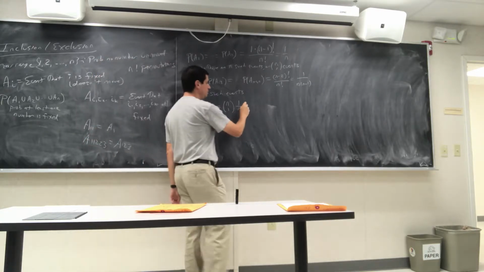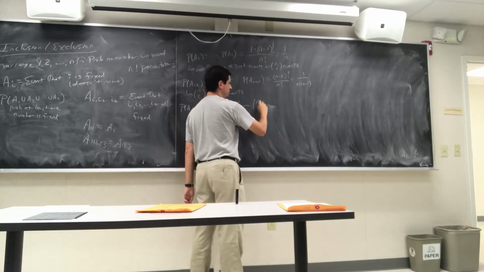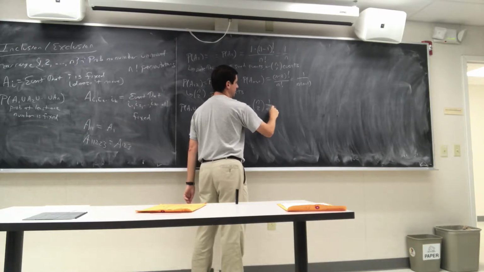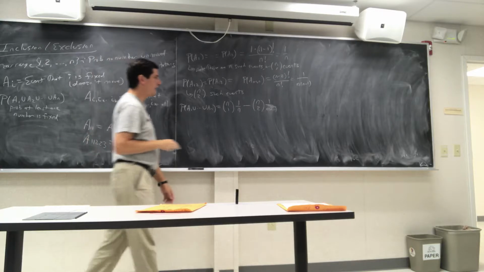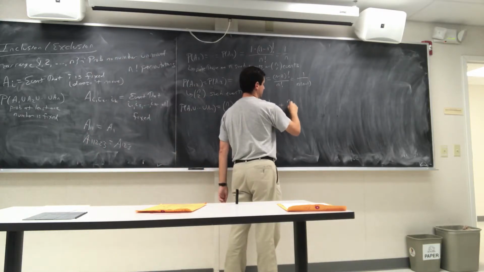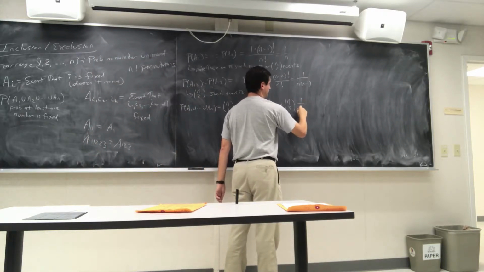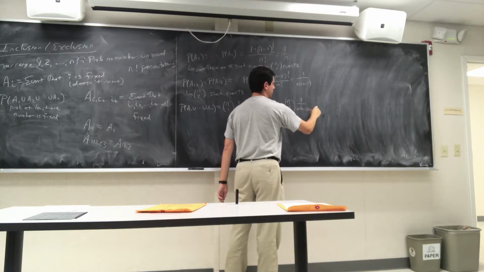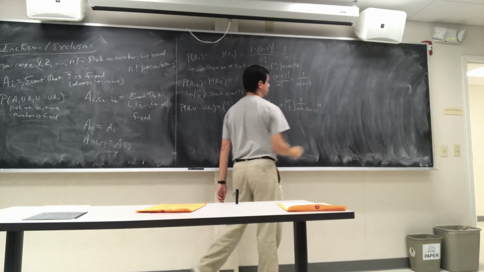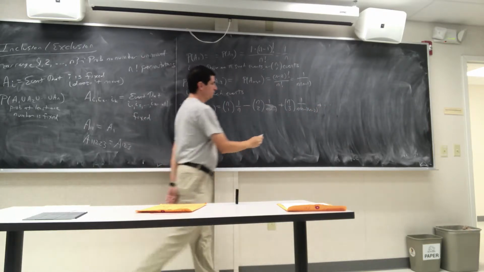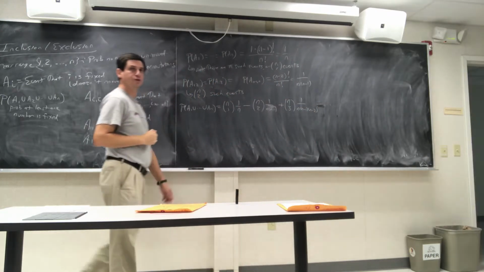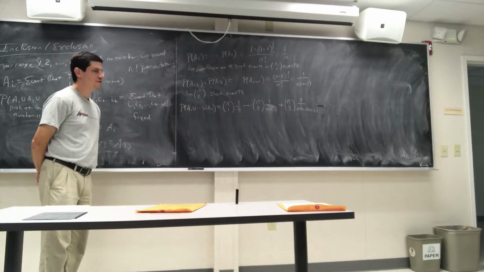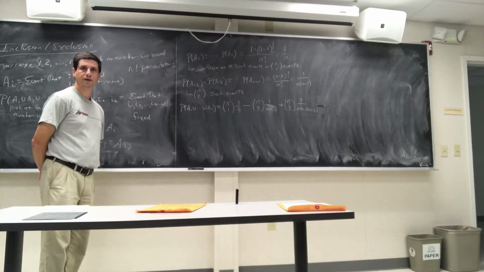Then we subtract the doubletons. N choose 2 doubletons, and each one is 1 over n minus 1. Then we add the triples, 1 over n minus 1, n minus 2, and so on and so on and so on. Actually, the next one would be a minus sign. And we'll go through in a few minutes and explain why this really does count everything.